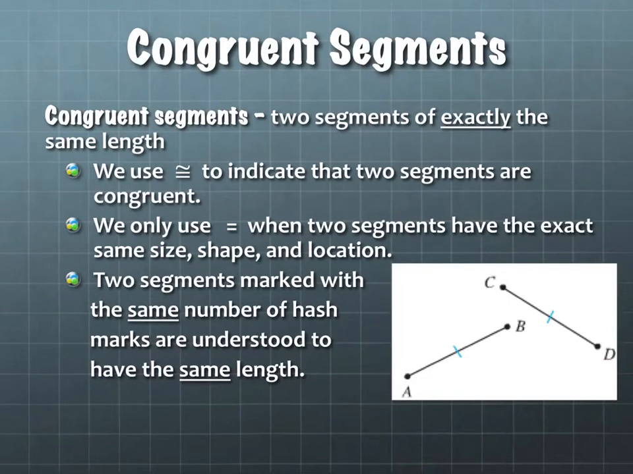So let's talk about the word congruent, specifically here as it references segments. Congruent segments are 2 segments of exactly the same length. The symbol looks like a tilde on top of an equal sign. That symbol is used to indicate that segments are congruent.